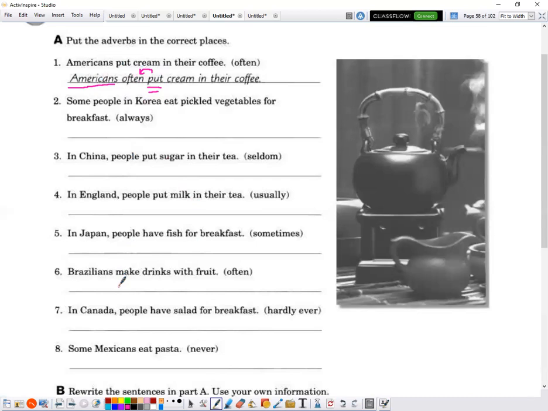Let's apply it practically. Some people in Korea eat pickled vegetables for breakfast. Who is the subject? Some people. That's the subject. Where is the verb? Eat.